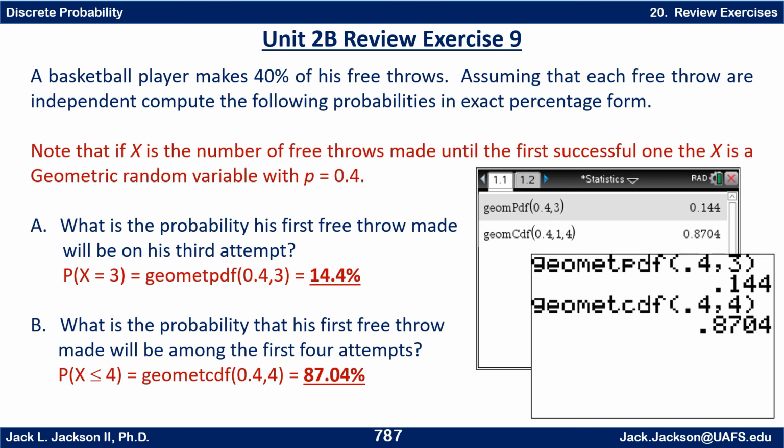And the probability his first free throw will be among the first 4. That's 0 up to 4. That's a 1 up to 4, excuse me. But it's going to be a geometric CDF, so it's just 0.4, 4. About 87.04%. And I guess those are exact values.